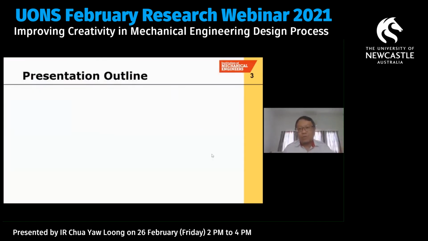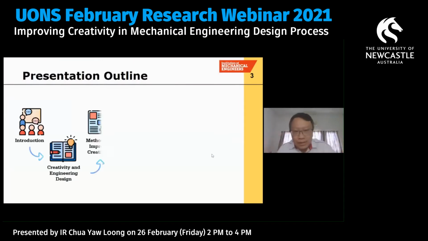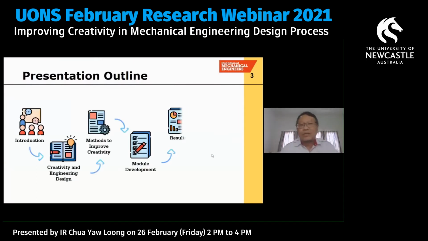So I'll move on to my presentation outline today. I will start off with a simple introduction about creativity and why we need creativity. Follow up with a detailed explanation about creativity and engineering design and how they are linked. Then I will share with you the methods that I use to improve the creativity of mechanical engineering students by using creativity training, where I developed a module called the CTSM.